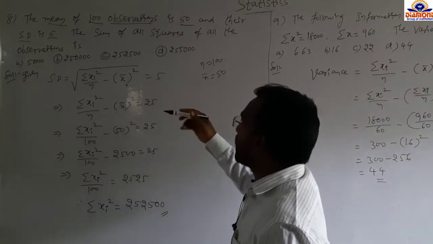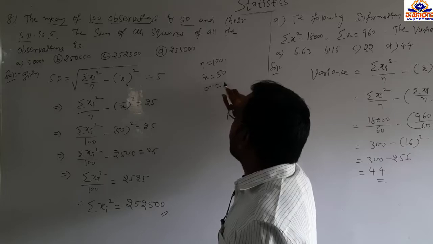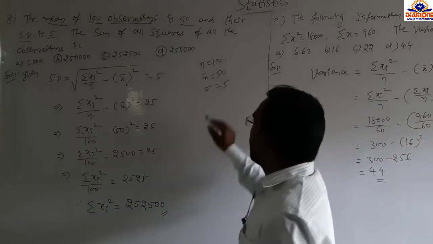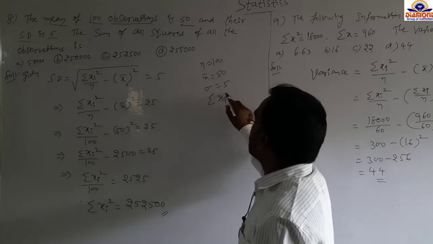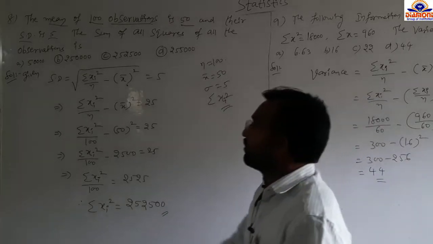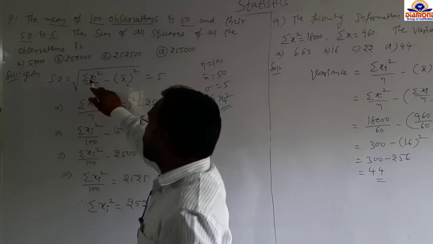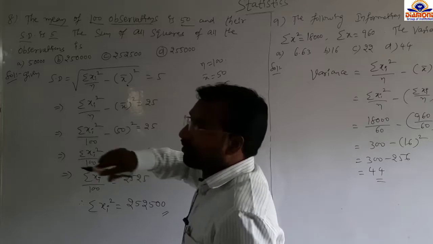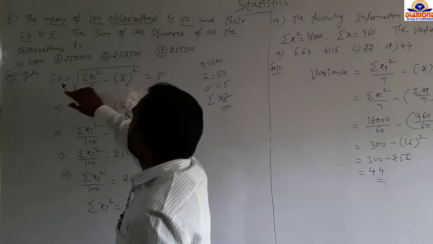So standard deviation sigma is also given as 5. The sum of all squares of observations, we have to find summation xi square. You have to calculate this one. We know that the standard deviation equals the square root of summation xi square by n minus x bar whole square. So, from the given data, standard deviation equals 5.